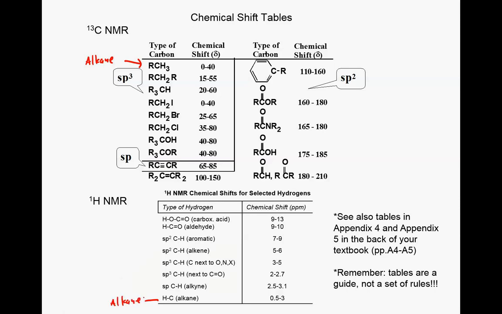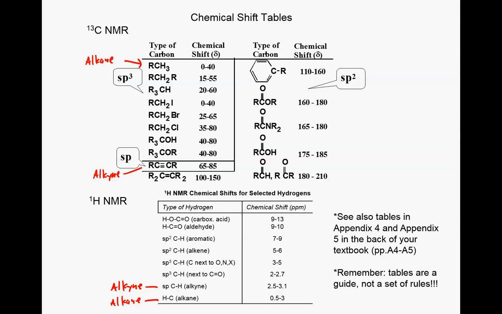Let's think about something else that we've talked about. Next up, we know that an alkyne proton is shifted down to about 2.5 to 3.1. Here we've got our alkyne and a carbon, and you can see that it is about 65 to 85. So it is further downfield.